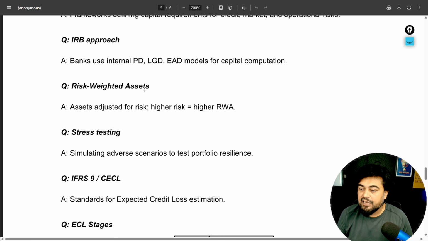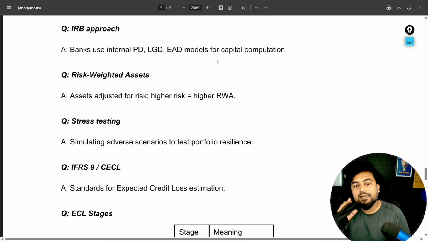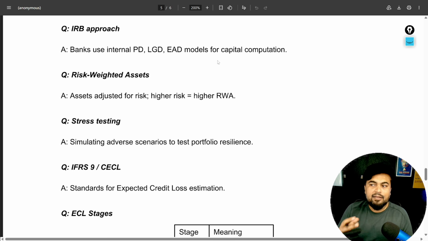Now, what is the IRB approach when you are building the model? So when a bank builds internal PD, LGD, EAD models for the capital computation, that is the internal ratings based approach, that's called IRB. Then there is some regulatory body that tells you, no, you should apply one more layer. So those layers are known as AIRB, the advanced internal ratings based approach.